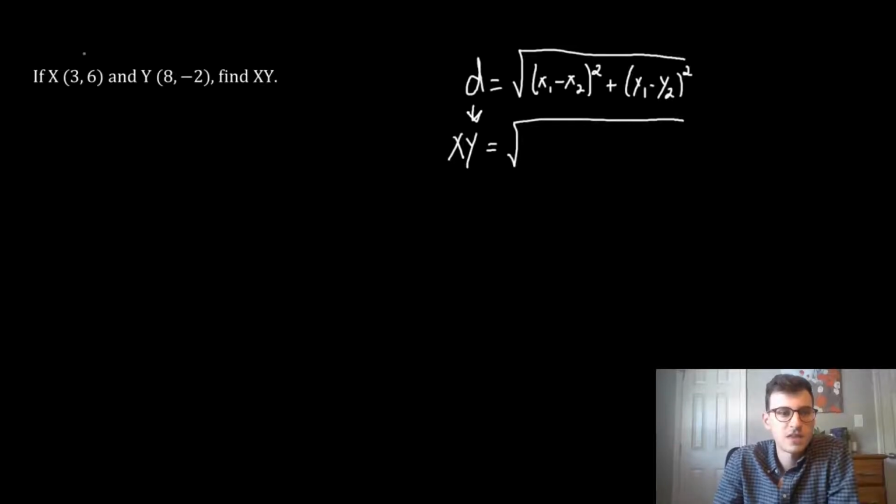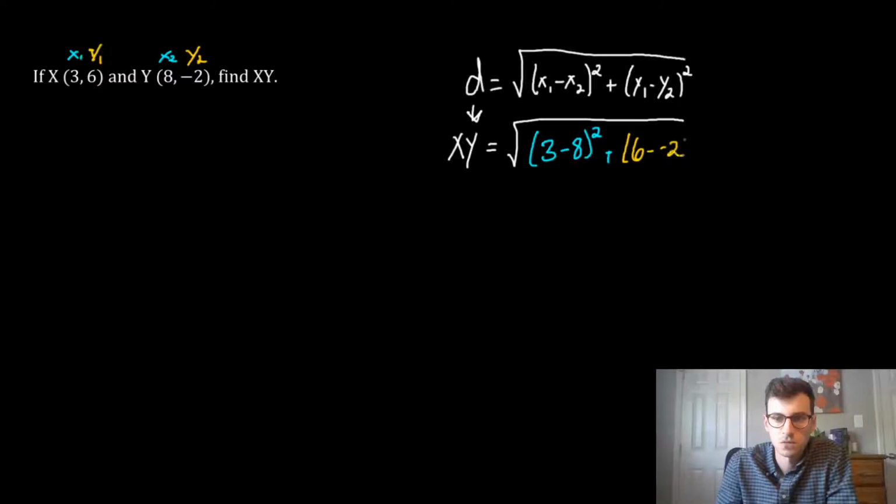But for now, we're going to say that x1 is our first x value, 3, and x2 is our second x value, 8. So that's (3 minus 8) squared plus y1 and y2. Again, y1 is the y that's with x1, so that's 6, and y2 is the y that's with x2, so that's -2. 6 minus -2.